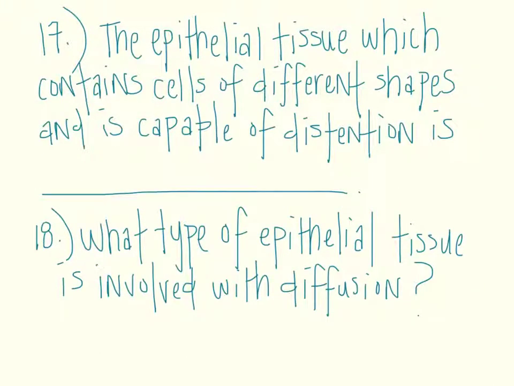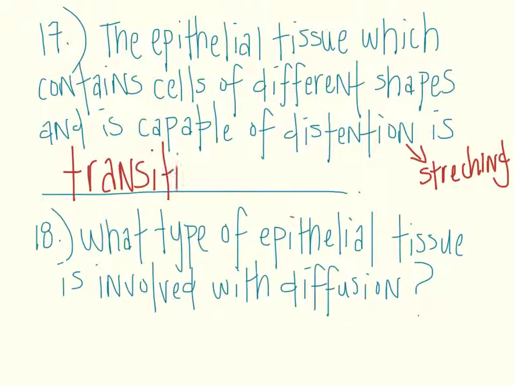Question 18, the epithelial tissue which contains cells of different shapes and is capable of distension. Distension is just a fancy word for stretching. So think of organs that can expand, like your bladder, your stomach, the uterus in a female. So if it's able to take on a different shape and expand, it is made up of a type of tissue called transitional.